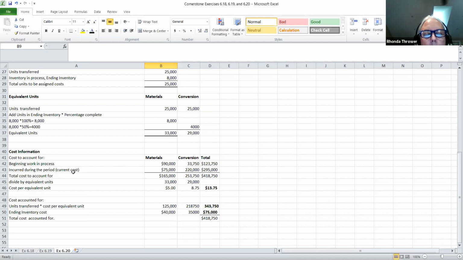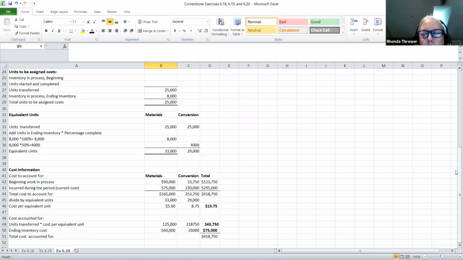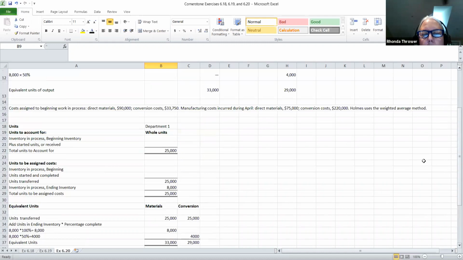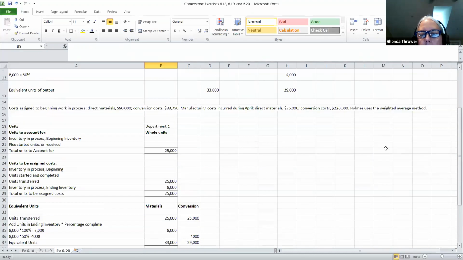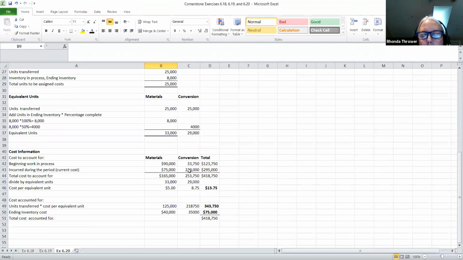We're going to also need to know the costs that were incurred during this period of time. Our materials costs that we incurred during this period of time was given to us. The manufacturing cost that was incurred during April for materials is 75,000. So 75,000 I just plugged here. And the cost of the conversion was 220,000 for April. So 220,000 I just plugged in here.